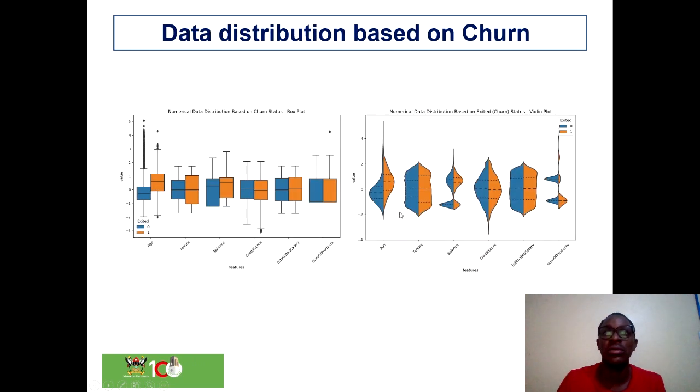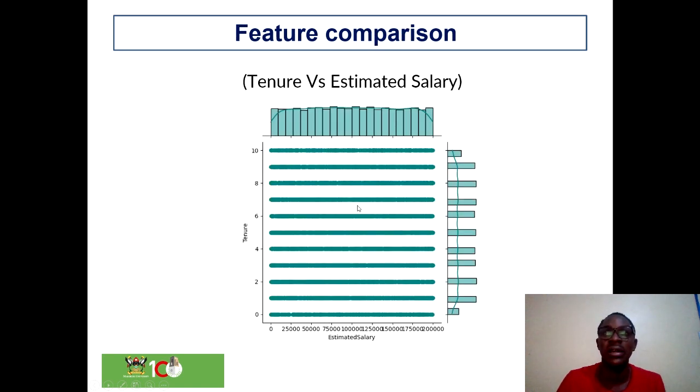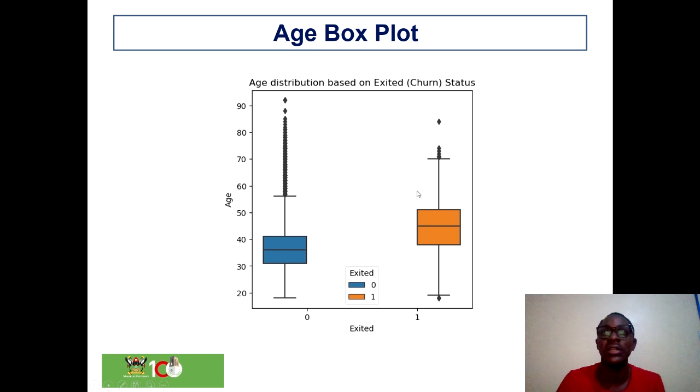So after doing this, looking at the tenure and the estimated salary, we see that the density functions have almost similar profiles. So we went ahead to assess them independently to see whether they have any form of correlation. And this was the result. The scatter plot shows that these two features do not have any sort of correlation.